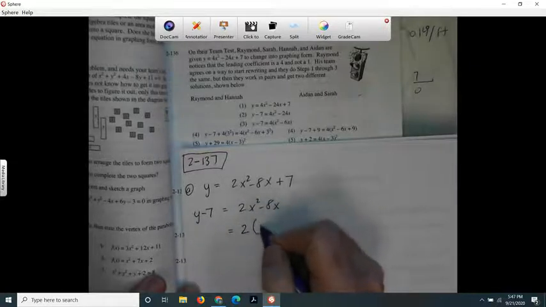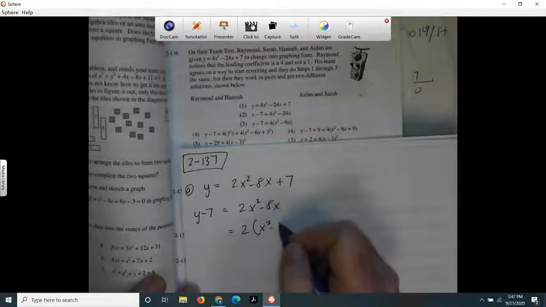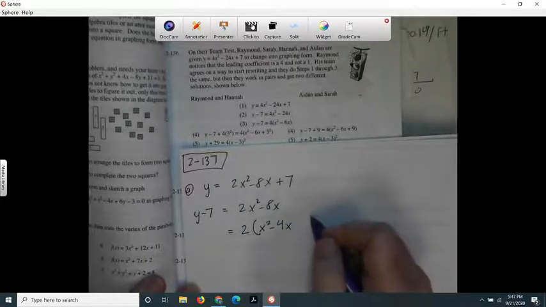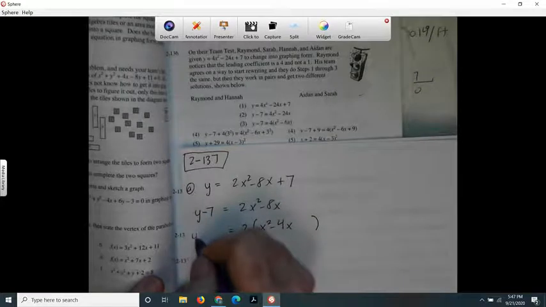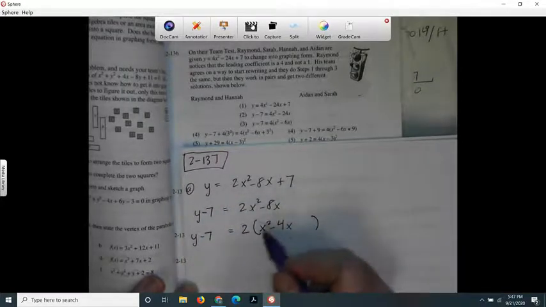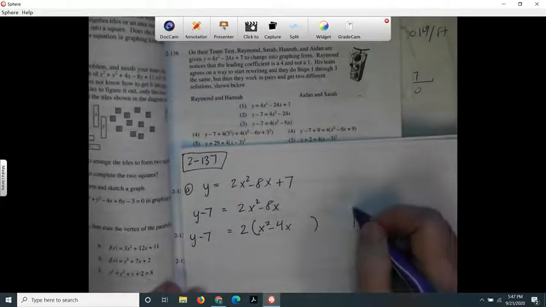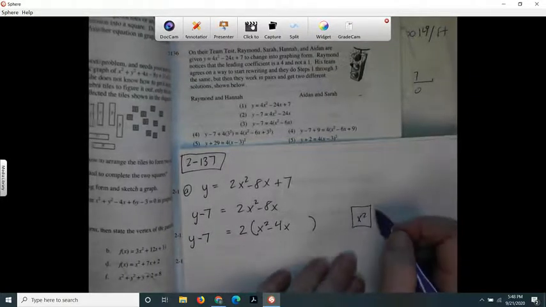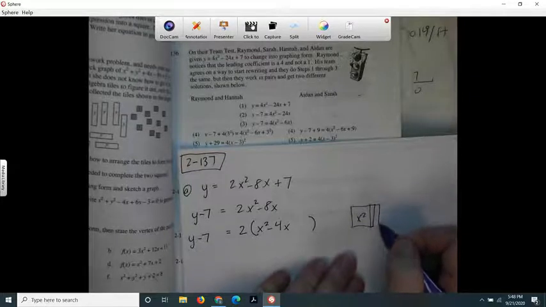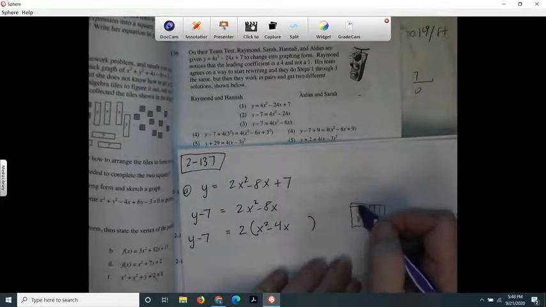And that'll give me x squared minus 4x. And I'm leaving a great big gap right here because I want to put the number that's going to make this a perfect square. And then I've got my y minus 7 over here. So what is the number that makes a perfect square? Well, this is x squared now, and then I've got negative 4x.